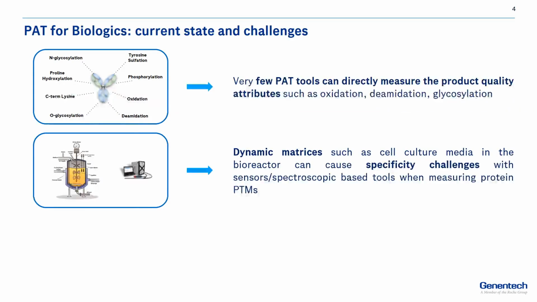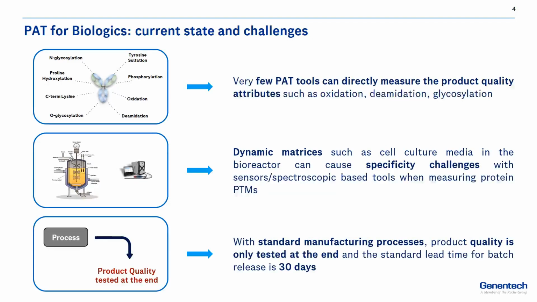PAT technologies have been mainly focused on tools in the form of sensor or spectroscopic probes, and we know that these spectroscopic techniques often require the use of predictive chemometric models, often product-specific, and typically require large data sets to be validated and need to be re-optimized and/or revalidated when the manufacturing process conditions change. In addition to that, as already mentioned, with standard manufacturing process, product quality is only tested at the end, and the standard lead time for batch release is about 30 days.